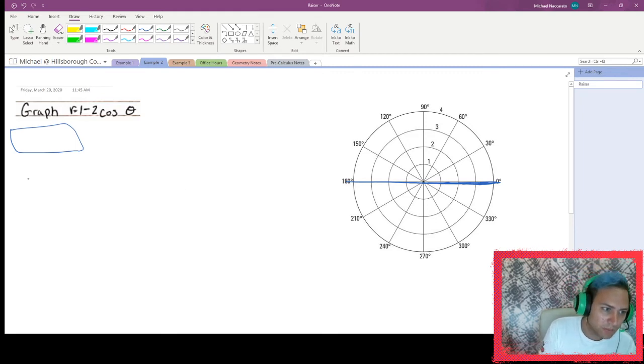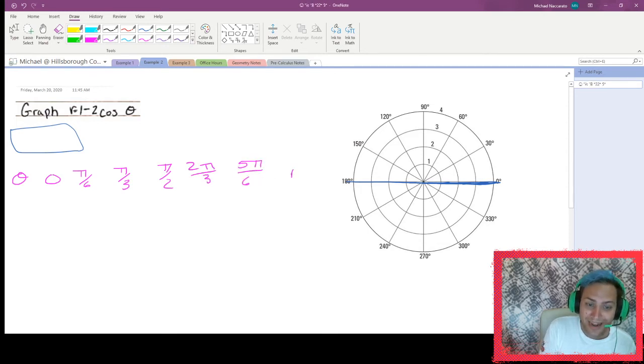So the things that I'm going to plug in for theta are 0, pi over 6, pi over 3, pi over 2, 2 pi over 3, 5 pi over 6, and pi. That's a lot more things to plug in, so just be mindful as we go through this. That's what we're plugging into that formula.